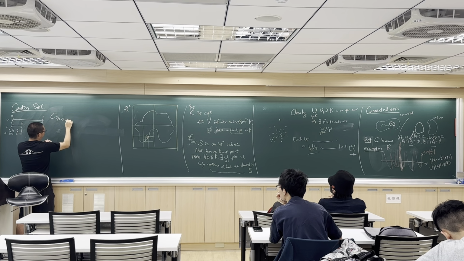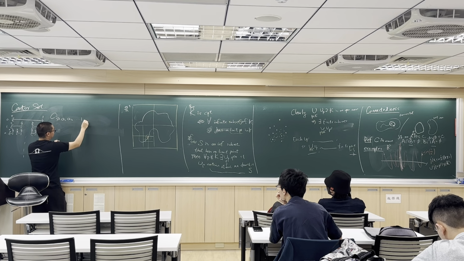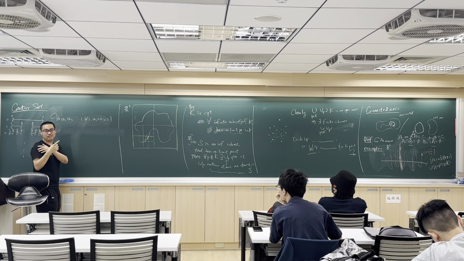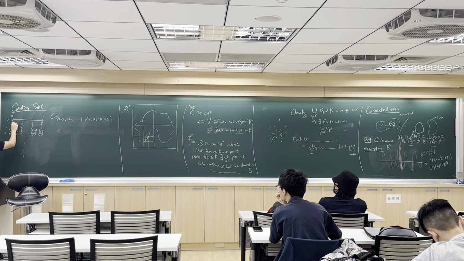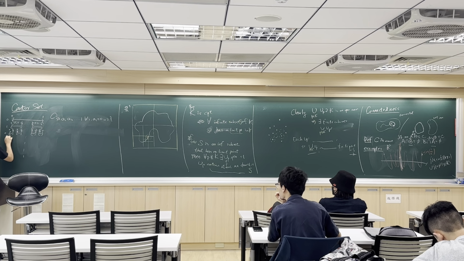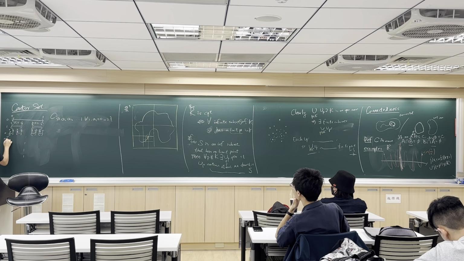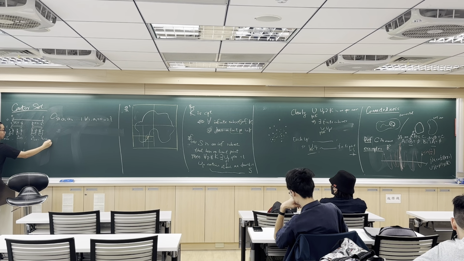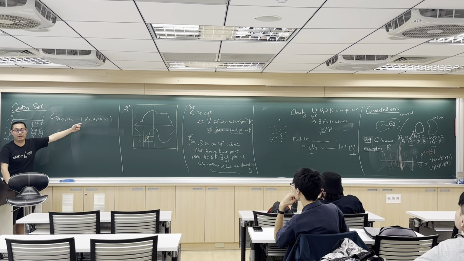Cantor set equals 0.a1a2 and so on, where each a_i equals 0 or 2 in 三进位制. So it will be something like 0.020002, maybe. It's just which part are you in? So this part will be 0.0..., this part will be 0.2.... If the point is in this part, it will be 0.00..., this one will be 0.02, 0.20, 0.22.